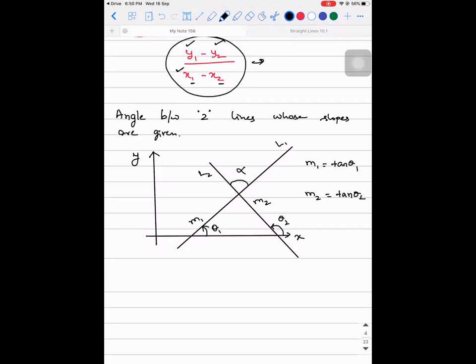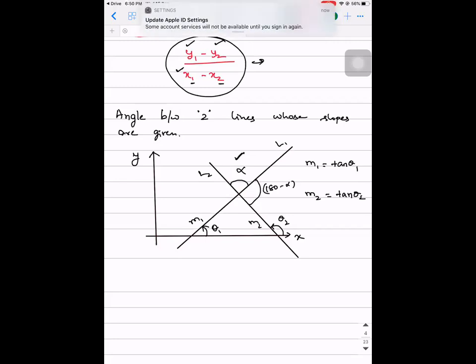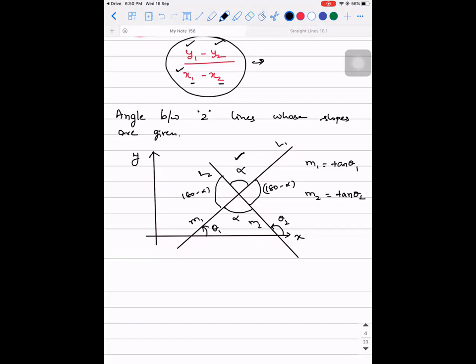The angle between the lines can either be alpha or, observe, I'm going to take another angle. Then what will this angle be? 180 minus alpha. Very good. It will be 180 minus alpha because it's a supplementary pair. So alpha and 180 minus alpha. What will be the other two angles? I need not worry about it, because if the above angle is alpha, this will also be alpha, vertically opposite. Similarly, if the other angle is 180 minus alpha, this will also be 180 minus alpha.